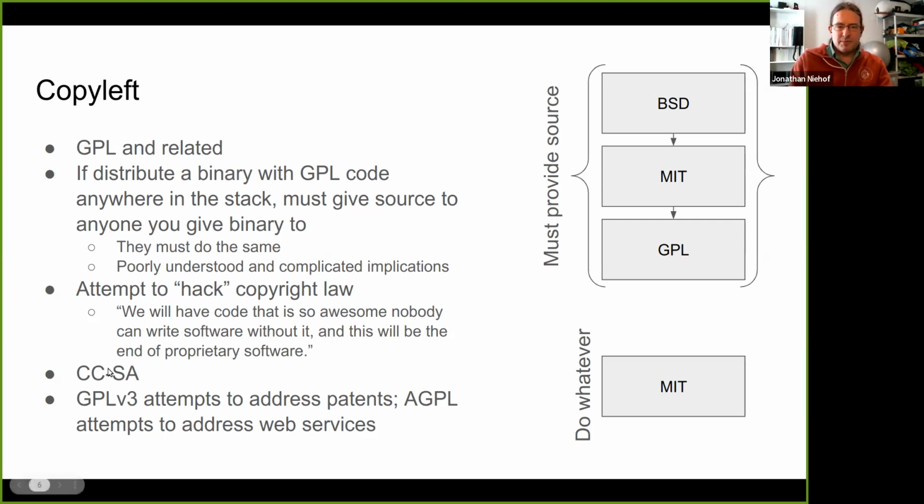If you'd like to play in the Creative Commons space, this is sort of the Creative Commons share alike. There's all sorts of variants. There's GPL v3, which is trying to address patents, and there's the Affero GPL, which is attempting to address web services. But the short here is that there is some restriction that if you start to stream binaries, you have to provide source. That kind of goes along. And so there are interactions between licenses of different pieces of code that make it pretty complicated to do the right thing.